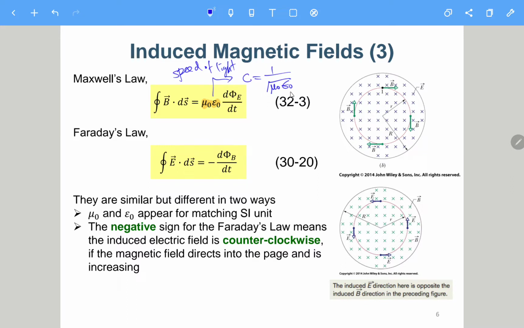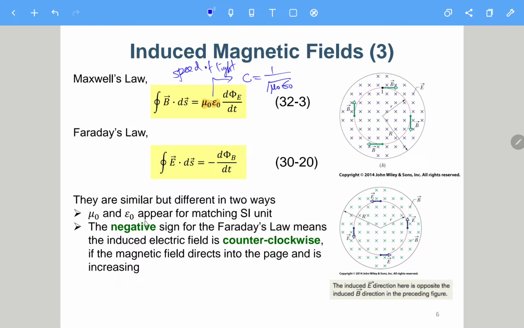So actually this permeability constant and permittivity constant are related to the speed of light. And in the next chapter, you will also see that actually light is a type of electromagnetic wave.